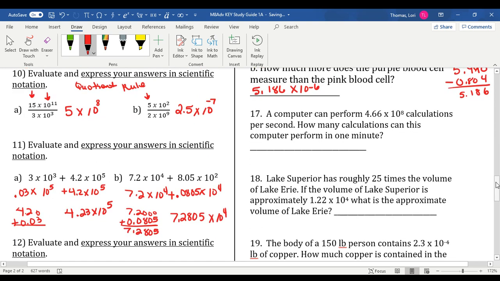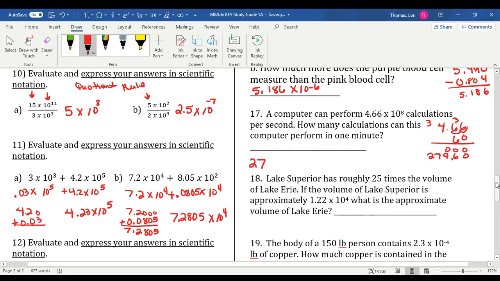A computer can perform this many calculations per second. How many calculations can this computer do in 1 minute? So we have to multiply 4.66, that's per second, and we want 60 seconds because it's 1 minute. So of course we have zeros across. Space holder, 6 times 6 is 36. 6 times 6, 36 plus 3, 39. That's going to give us 24 plus 3 is 27. And we have 2 decimals.